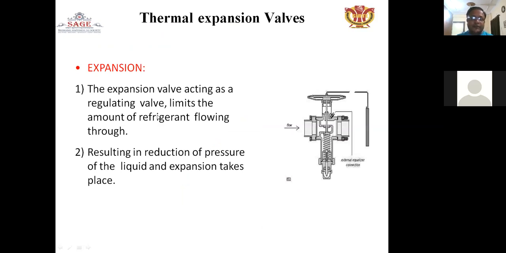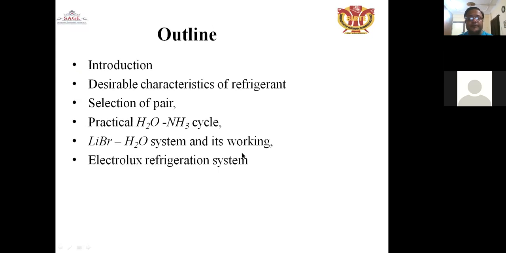Thermal expansion valve: the expansion valve, acting as a regulating valve, limits the amount of refrigerant flowing through, resulting in a reduction of pressure of the liquid and the expansion taking place. In this unit, if the screw device is moving anti-clockwise and refrigerant vapor is passing through these devices, the refrigerant vapor is expanded with the reduction of pressure, and after the reduction of pressure and expansion, there will be a reduction of the enthalpy.